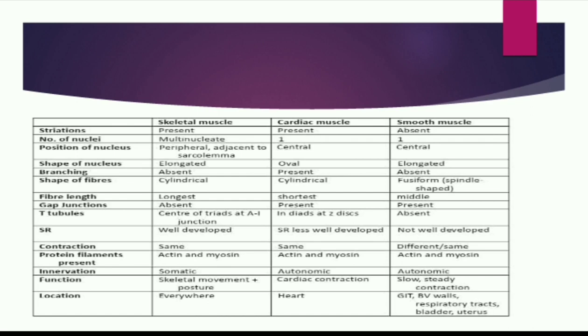It functions as skeletal movement plus posture in skeletal muscle, cardiac contraction in cardiac muscle, and slow steady contraction in smooth muscle. It is located everywhere in skeletal muscle. It is located in the heart in cardiac muscle, and it is located in GIT, blood vessel walls, respiratory tract, bladder, and uterus in smooth muscles.